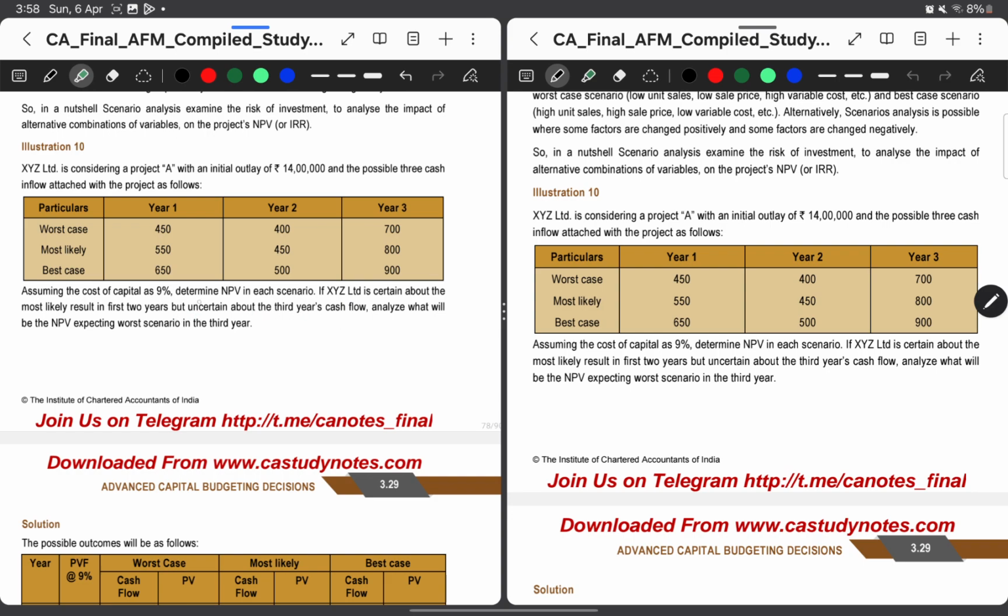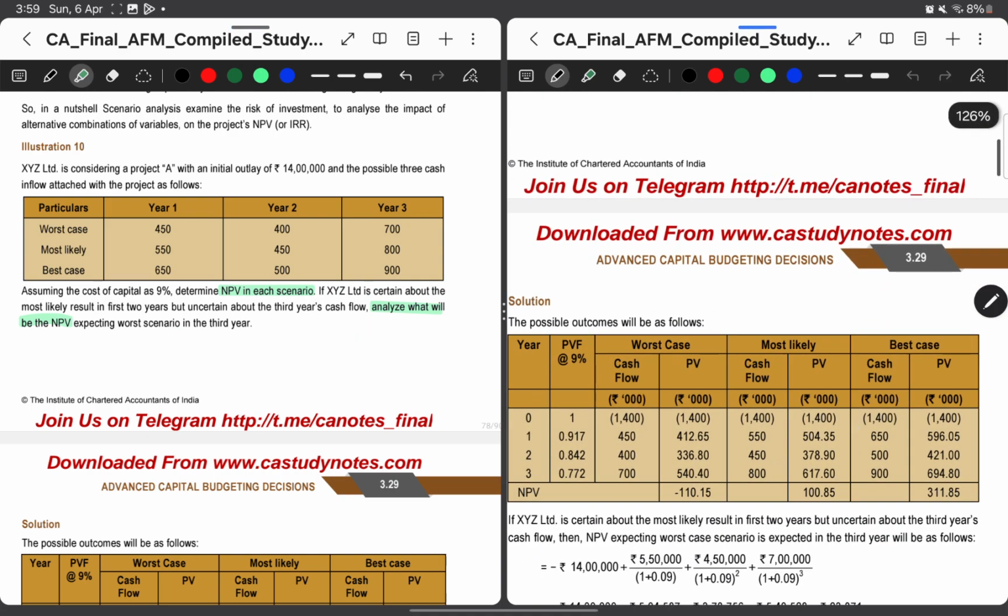So the first requirement is NPV in each scenario, and if XYZ is certain about the most likely result in the first 2 years but uncertain about the third year's cash flow, analyze what will be the NPV expecting the worst scenario in the third year. So the second requirement is NPV considering the situations. What are the situations? Most likely in 2 years and worst scenario in the third year.